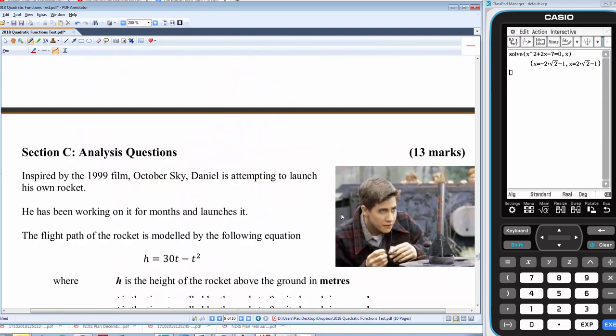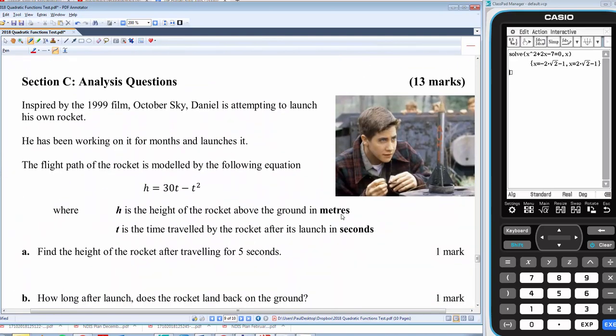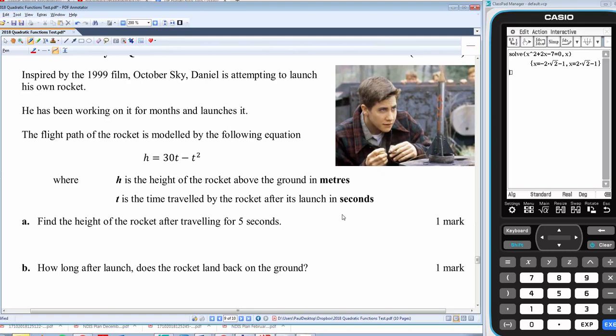Alright, on to this problem here, and a bit of a plug for October Sky. It's a good movie. So Daniel is attempting to launch his own rocket. Been working on it for months, and launches the rocket, and it's modelled by this equation here. So let's have a look at that.